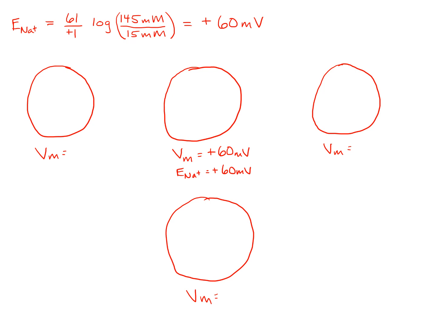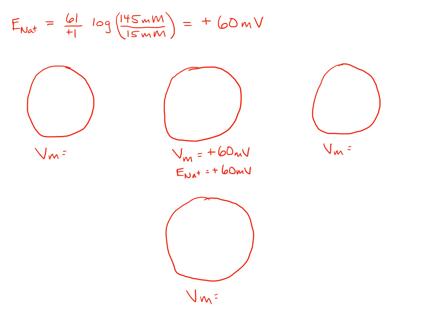We've got the constant 61, and then we just divided by +1, which is the charge on a sodium ion. And then we're going to multiply that by the log of the concentration of sodium outside the cell, which is 145 millimolar, divided by the concentration of sodium inside the cell, which is 15 millimolar. And when you calculate that out, the equilibrium potential for sodium is +60 millivolts.